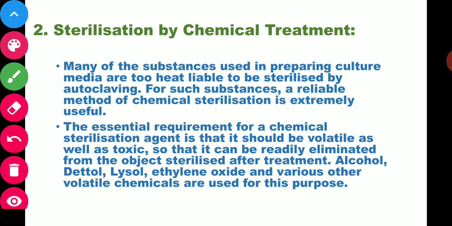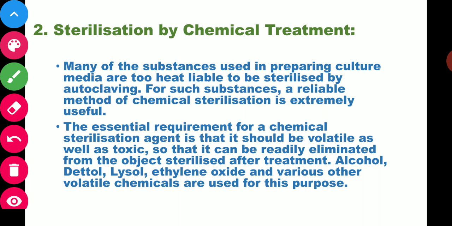Sterilization by chemical treatments. Many of the substances used in preparing culture media are too heat labile to be sterilized by autoclaving. For such substances, a reliable method of chemical sterilization is extremely useful. The essential requirement for a chemical sterilization agent is that it should be volatile as well as toxic, so that it can be readily eliminated from the object sterilized after treatment.